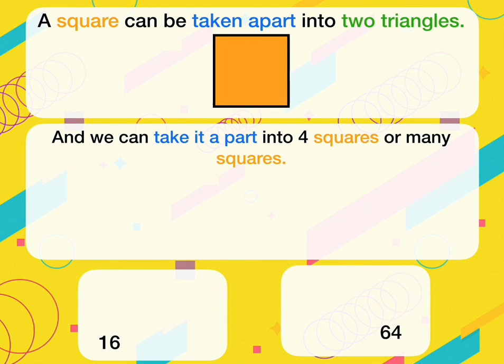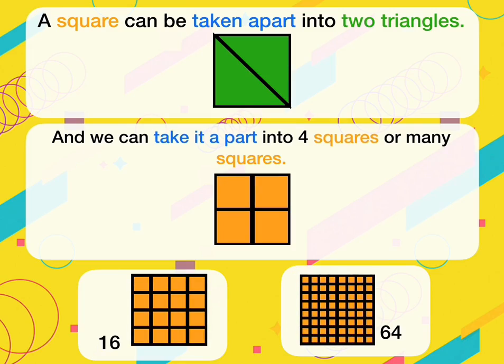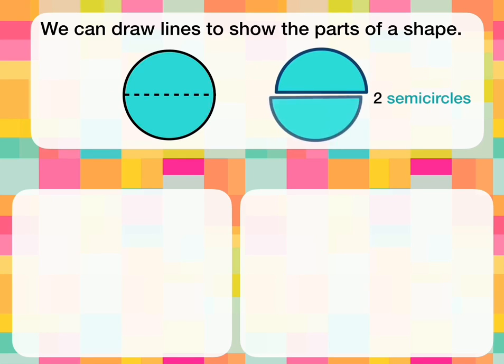This square can be taken apart into two triangles, and we can take it apart into four squares or many squares. We can draw lines to show the parts of a shape. Here is a circle. If I draw a line in the middle of this circle, I can make two semicircles.